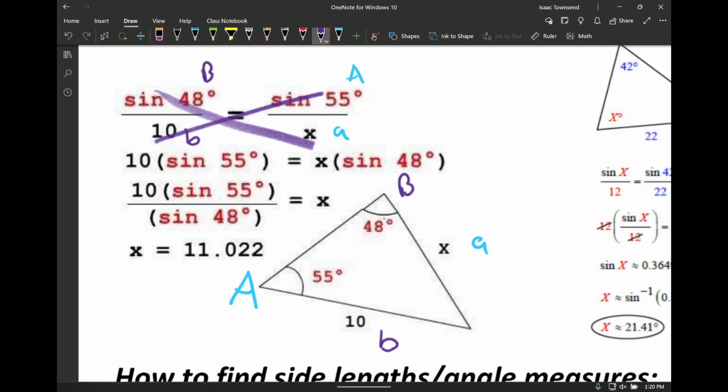So x times the sine of 48 is equal to 10 times the sine of 55. Undid the multiplying by sine of 48 by dividing both sides by the sine of 48. Threw this in the calculator, and this is where that answer comes from. So basically, if you know the formula and you plug it in correctly and your calculator's in degree mode, it's pretty hard to mess up.